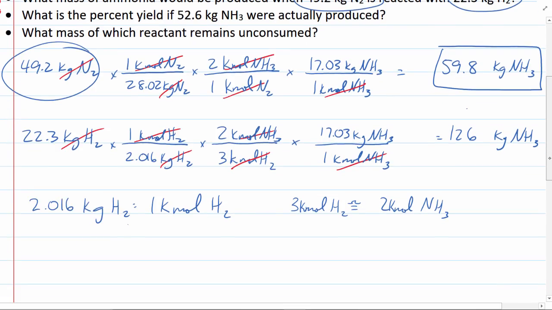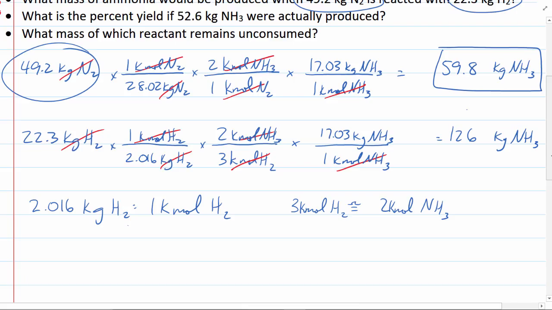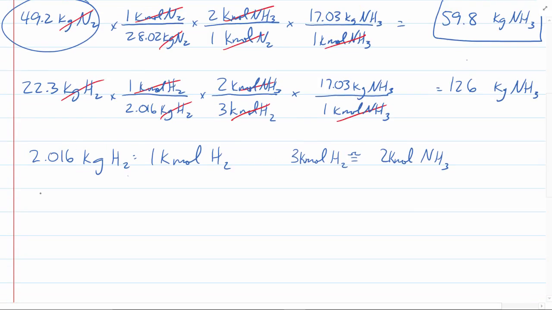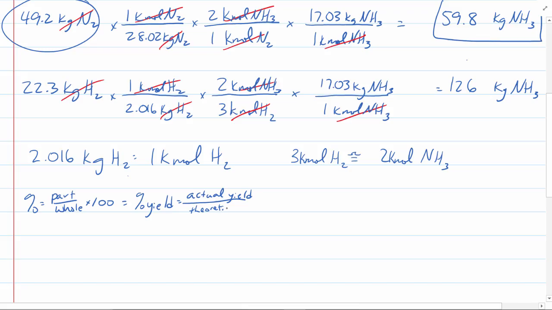For the second one now, we want to calculate the percent yield if 52.6 kilograms of NH3 were actually produced. Now, to calculate the percentage yield, we remember that in general, percentages are equal to the part over the whole times 100. And this means that if we're looking at a percentage yield, we would take the actual yield, we divide that actual yield by the theoretical yield, and then we take that result and multiply by 100.